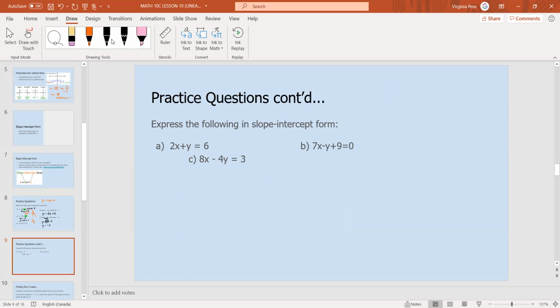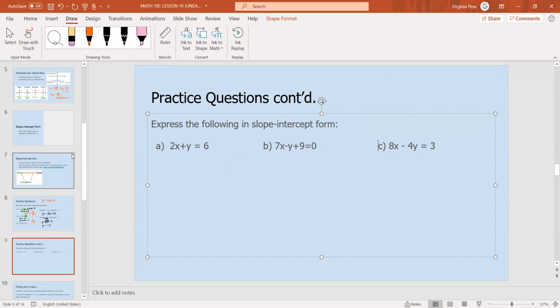Okay. Now we have a few more questions. Oh no, what happened here? Quite a mess. I'm rearranging. Okay, so I have a few more equations that are not in the slope-intercept form, but I want to put them in it. So let's do some rearranging, some quick algebra with these.